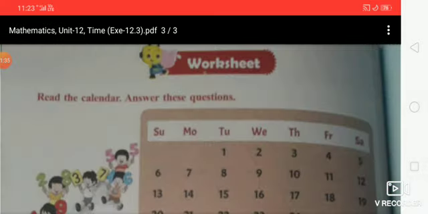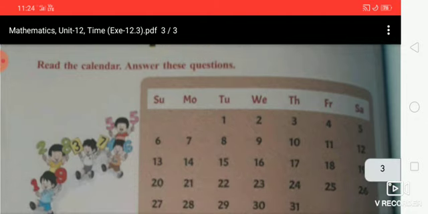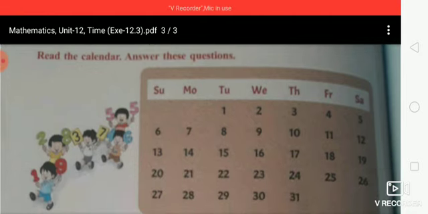Now next, the worksheet. Read the calendar and answer these questions. As you know, student, what is a calendar? We study months and days. It is used in daily life. The one hanging on the wall is a calendar. So, read the month and days.